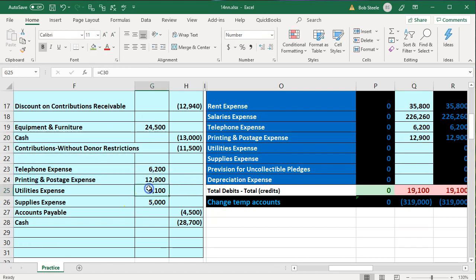And then we have the utilities. Utilities is up top in Q21 equals, and we will pick up the utility. I'll get this out of the way so you can see that I'll pick up the utilities. And then we have the supplies, of course, right underneath. Supplies in Q22 equals, and we'll pick up the supplies of that 5,000. There we have those.